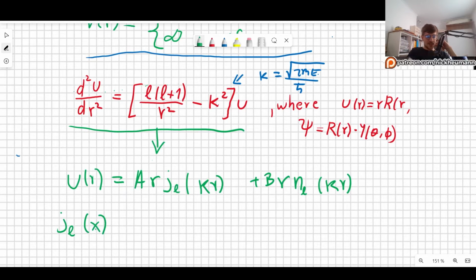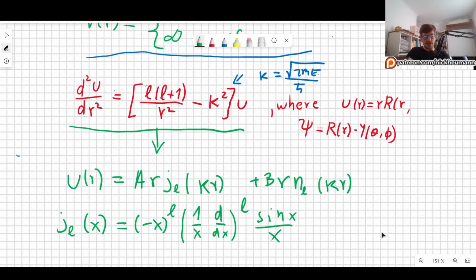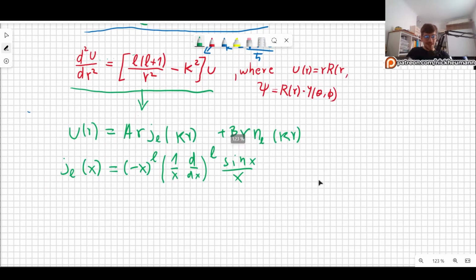This is for x. Okay, so keep that in mind. Now, I don't know this by memory. I'm just copying this from my notes. This is (-x)^L ((1/x) d/dx)^L, right? You apply L times this operator to sine of x over x. So that is how you find the spherical Bessel functions.